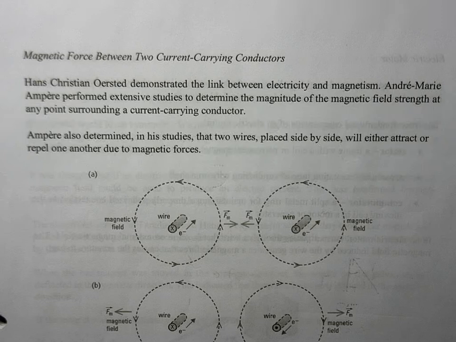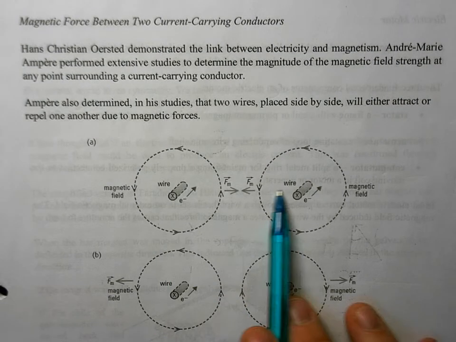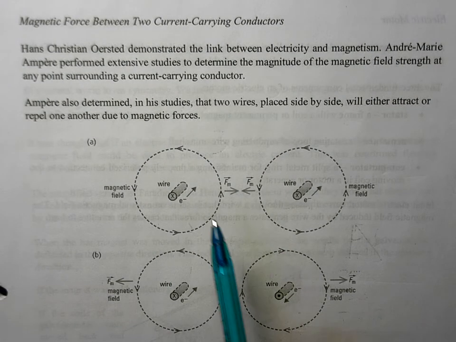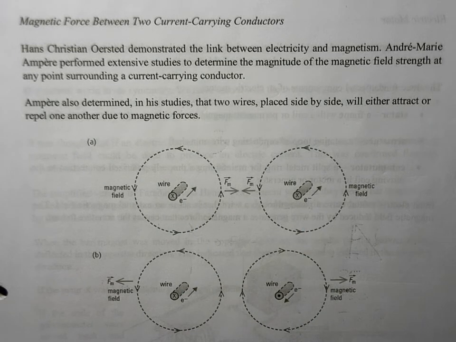Now, what we want to look at here is the case of what happens when we have wires side by side. And this was some work done by André-Marie Ampère. Now, we have two wires side by side, and you'll notice in this case the direction of the current is going into the page for both of these wires. It's already showing you what the answer is, but let's just have a look at this. Let's try to rationalize this a little bit.